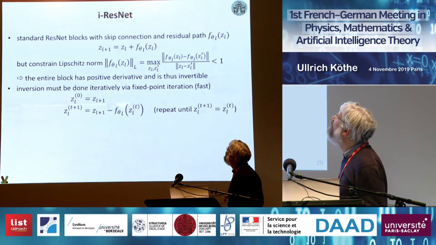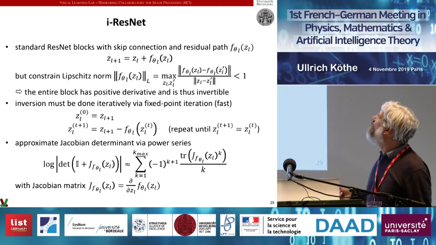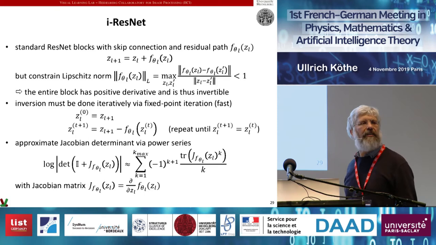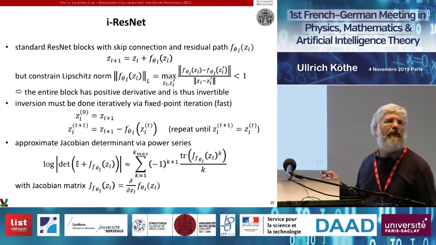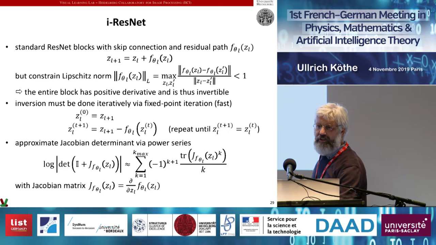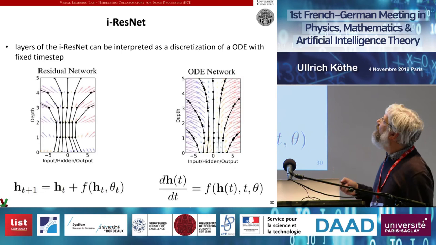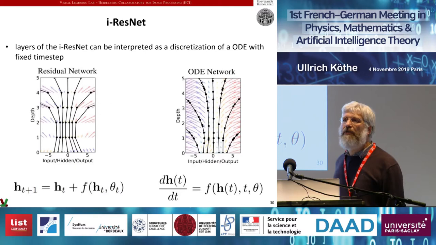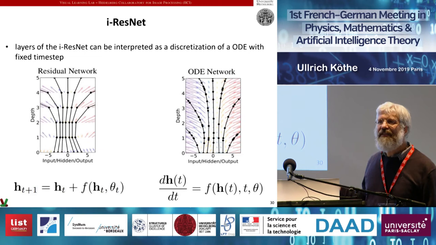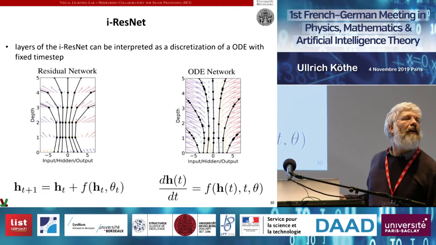And then there's also an approximation of the Jacobian determinant via a power series here. Also, we found that you need quite a lot of terms for this to be accurate enough for practical application, for good convergence during training. So why is this interesting for physicists? Because it's essentially the Euler forward solution of a differential equation. Each layer of the network corresponds to one time step in the Euler scheme, and the network just computes the increments from time step to time step.